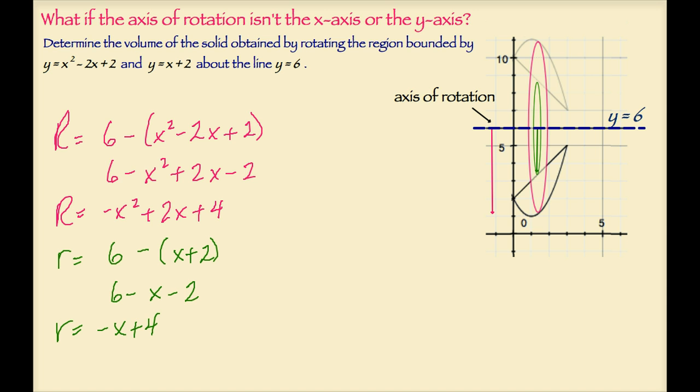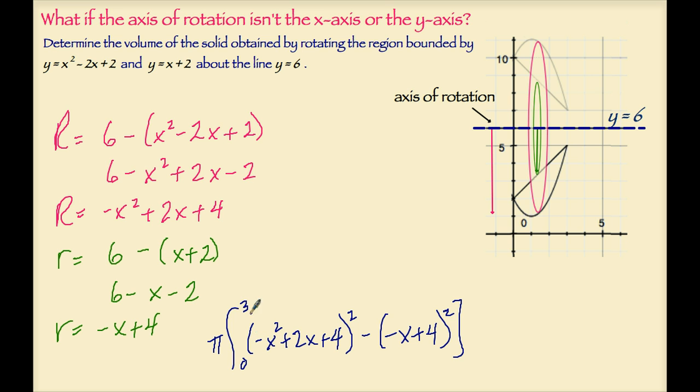Now let's set up our integral. We'll need pi on the outside, and we'll be integrating from 0 to 3. The outer radius, negative x squared plus 2x plus 4, quantity squared, minus the inner radius, negative x plus 4, quantity squared, and of course we're integrating with respect to x. We'll need to square this trinomial, square this binomial, combine like terms, integrate, evaluate at the endpoints of integration, and then our volume will be 153 over 5 pi cubic units.